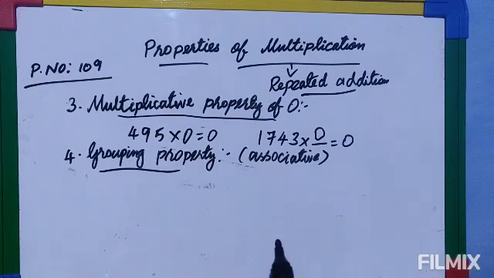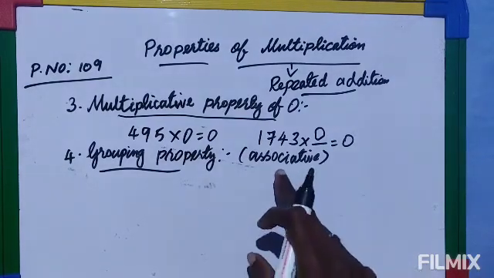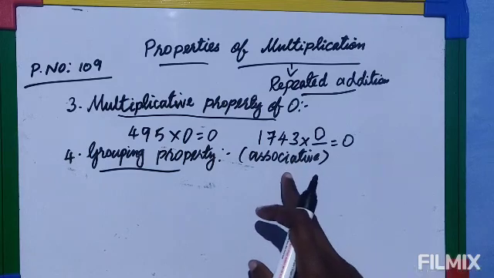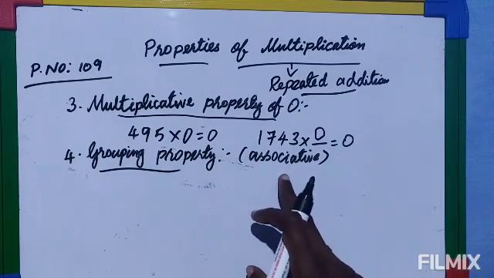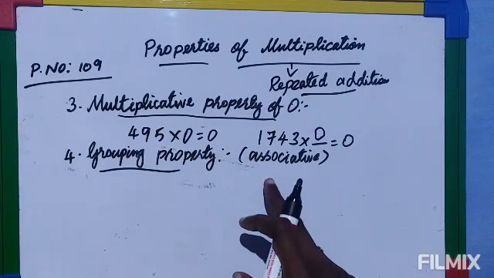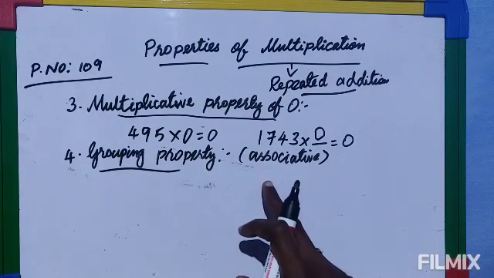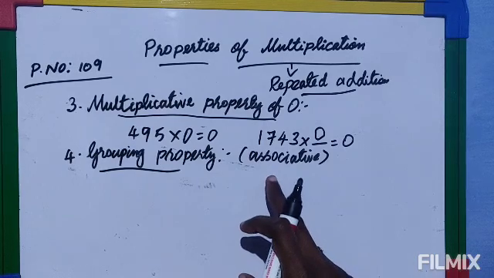Fourth one is the grouping property, and this is another word, the associative property. Mostly we use this word associative, so remember this word also, associative property. Already I told you the commutative property needs 2 numbers. Communication needs 2 numbers, so it is the commutative property, two numbers.